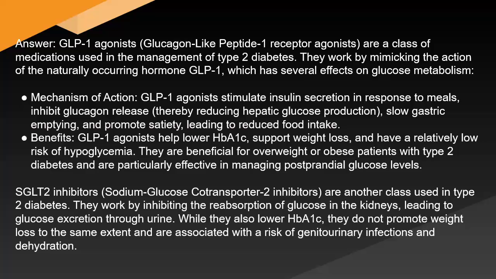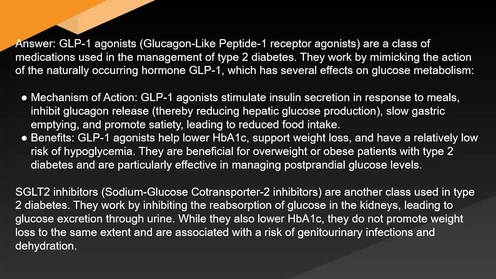Mechanism of action: GLP-1 agonists stimulate insulin secretion in response to meals, inhibit glucagon release, thereby reducing hepatic glucose production, slow gastric emptying, and promote satiety, leading to reduced food intake. Benefits: GLP-1 agonists help lower HbA1c, support weight loss, and have a relatively low risk of hypoglycemia. They are beneficial for overweight or obese patients with type 2 diabetes and are particularly effective in managing postprandial glucose levels.